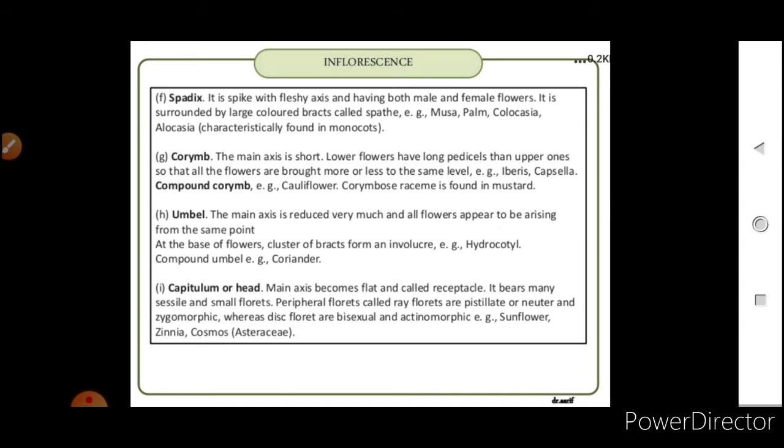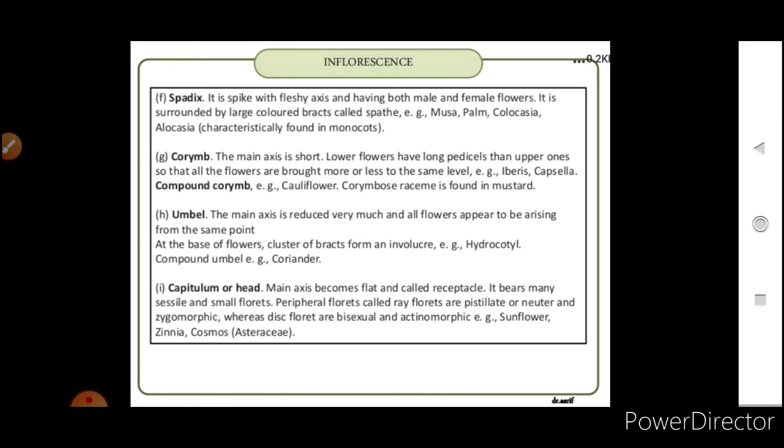In corymb, the main axis is short. Lower flowers have longer peduncles, pedicels, than upper ones, so that all the flowers are brought more or less to the same level. And in that only we have a compound corymb, that is corymbose raceme, found in mustard. In umbel, the main axis is reduced very much and all flowers appear to be arising from the same point. At the base of the flowers, a cluster of bracts forms an involucre. Okay, and in capitulum or head, the main axis becomes flat and is called the receptacle. It bears many sessile and small florets. Peripheral florets called ray florets are pistillate or neuter and zygomorphic, whereas disc florets are bisexual and actinomorphic.